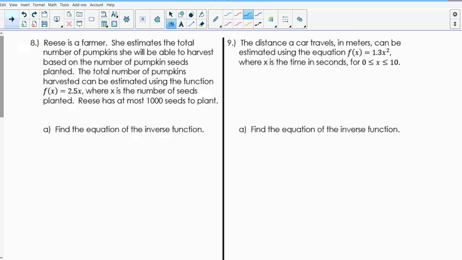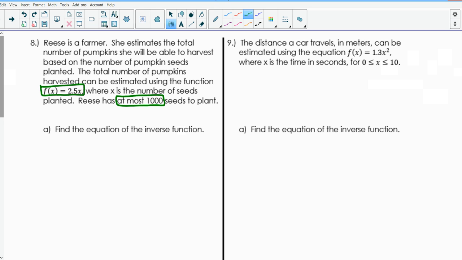Alright, so these are some word problems that we have where we're going to talk about inverse functions as well. Okay, it says, Reese is a farmer. She estimates the total number of pumpkins she will be able to harvest based on the number of pumpkin seeds planted. The total number of pumpkins harvested can be estimated using the function f of x equals 2.5x, so a linear function, where x is the number of seeds planted. Reese has at most 1,000 seeds to plant, so that at most is important.